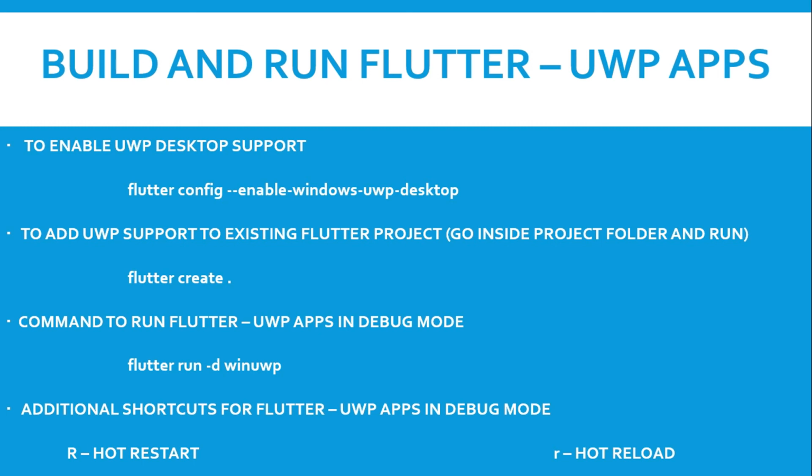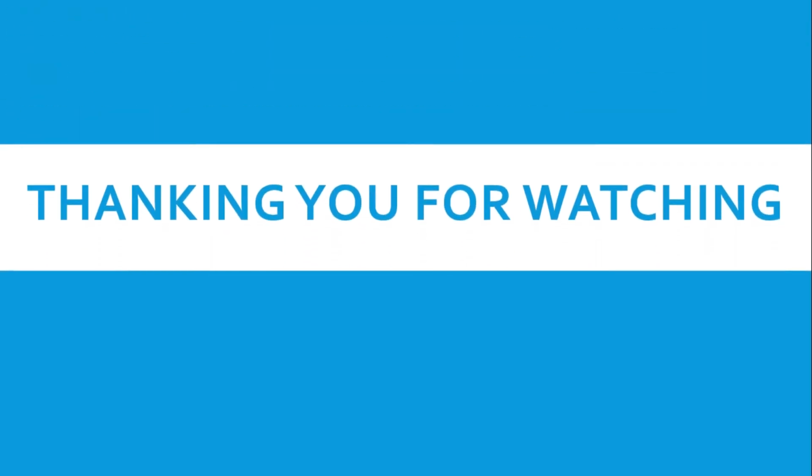And there are some additional shortcuts such as capital R for hot restart, small r for hot reload, H to list all the commands, C to clear the screen, and Q to quit the application. So with this, all the commands are done for the video. In this video, we learned how to build and run a UWP app with Flutter on Windows 10. So in the next video, I will be guiding you all through the process of how to modify the application, how to add dependencies, which dependencies support UWP, and many more things about UWP.